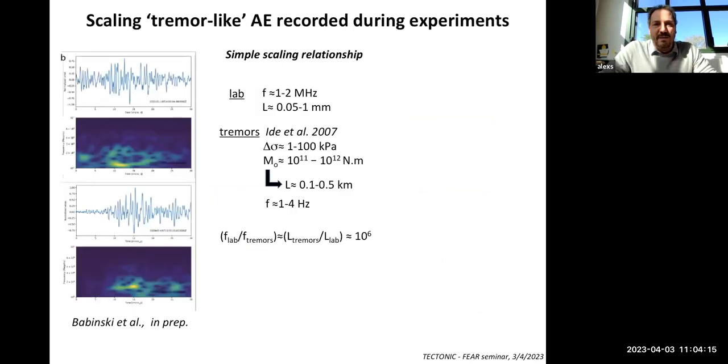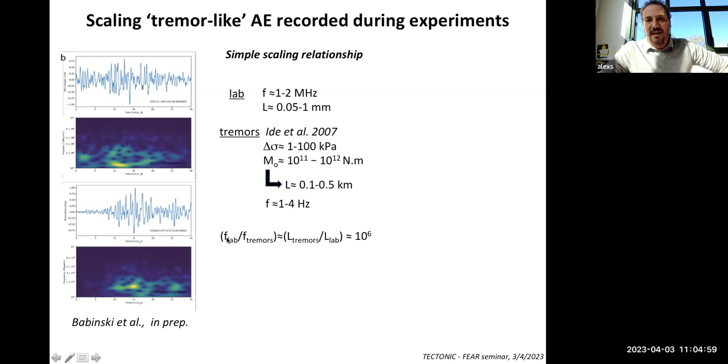And so we can try to do a simple scaling relationship. In the lab, these are two spectrograms of acoustic emissions. They have a typical frequency between 1 and 2 megahertz. If you assume the wavelength is typically between 50 microns and 1 millimeter, and you apply that those are linked to a stress drop of around 1 to 100 kPa, that would give you, in the field, at least as has been described, a length of around 100 to 500 meters, and a frequency between 1 and 4 hertz, where they are observed.